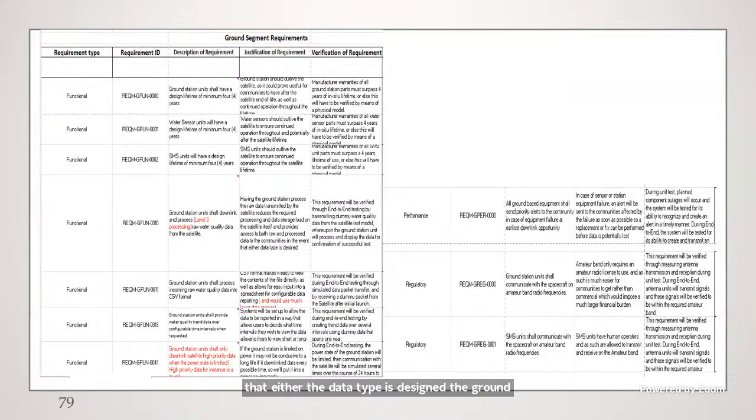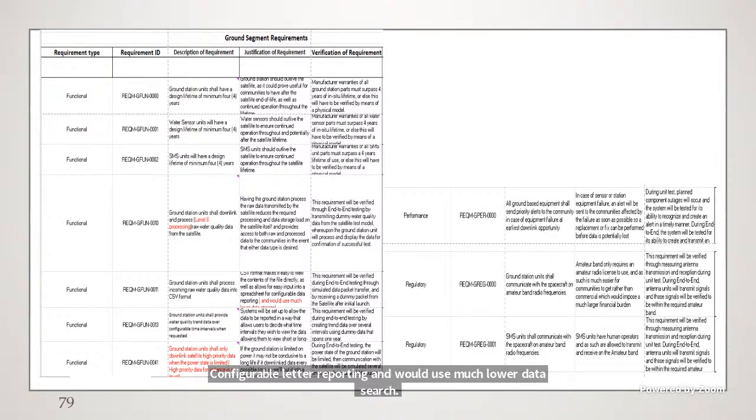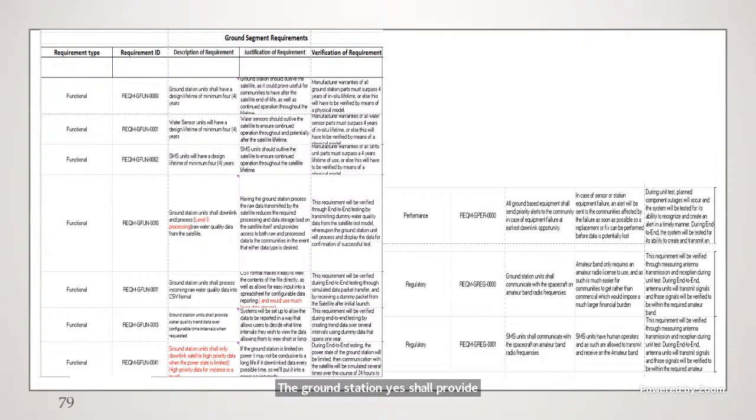The ground station units shall process incoming raw water quality data into comma-separated values files. This makes it easy to view the contents of the file directly, as well as allows for easy input into a spreadsheet for configurable data reporting, and would use much lower data storage. The ground station units shall provide water quality data over configurable time intervals when requested.